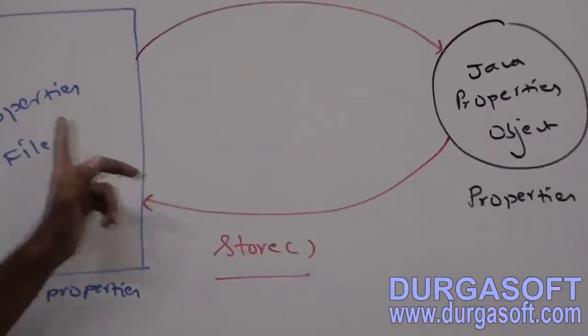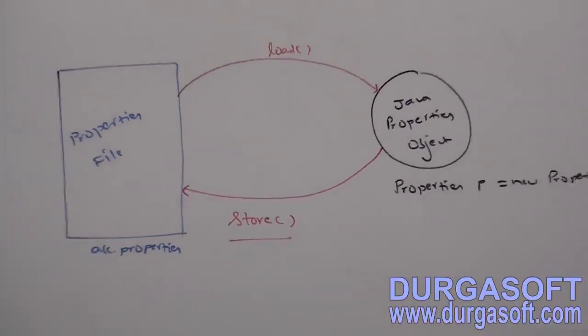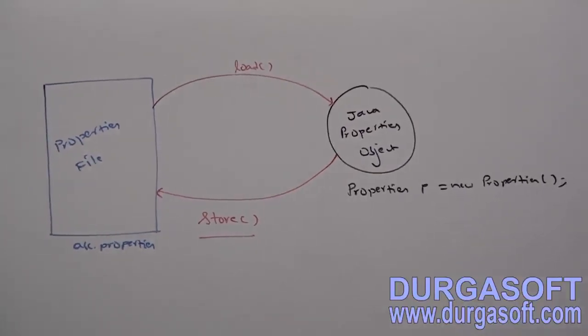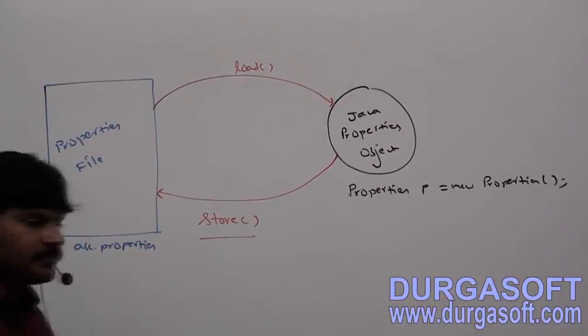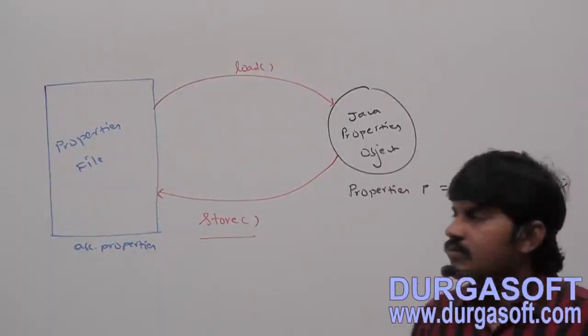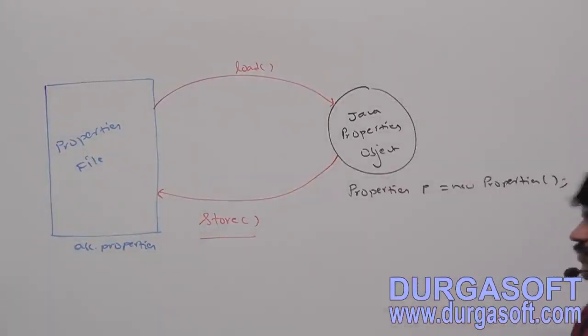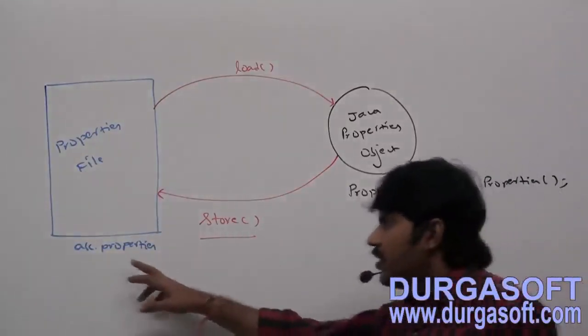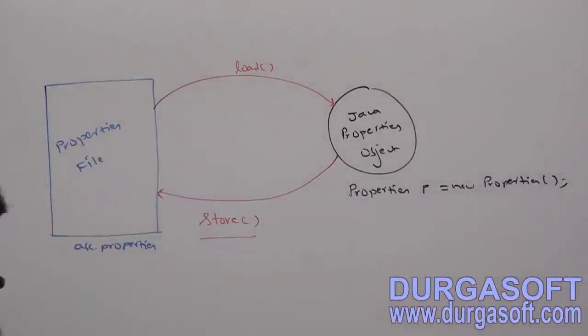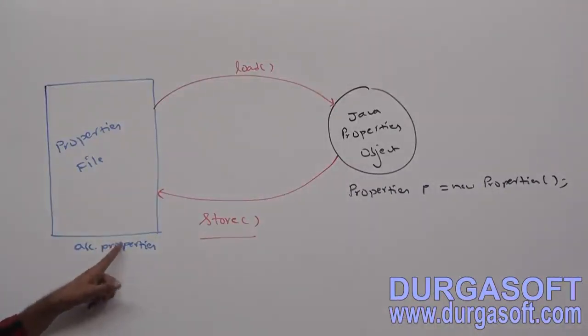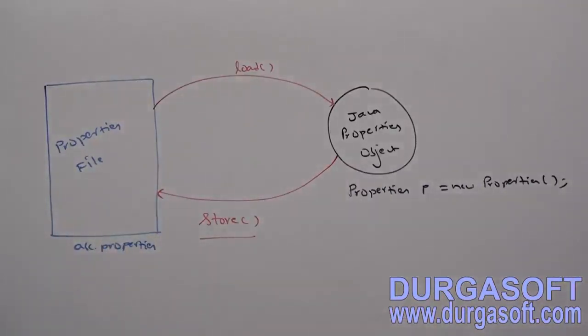Now it is better to take this diagram also. Take it clearly. Properties file abc.properties. Here the extension of the file is .properties, so it is a convention, that's all. I don't have to take abc.properties. I can take abc.xml. No problem at all, acceptable.